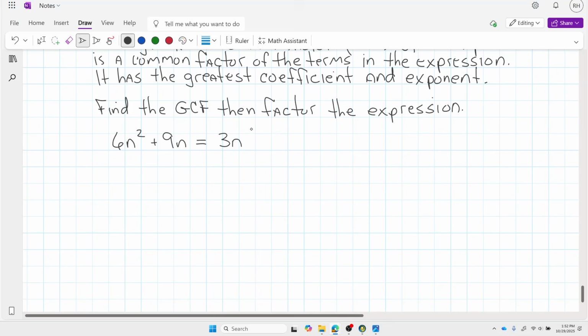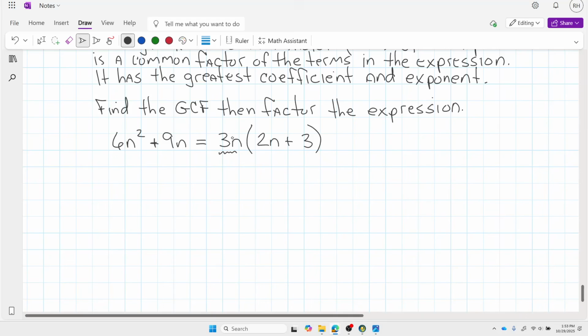So once you take out the 3n, then you divide it back into each term, and the quotient goes in the parentheses. So 6n squared divided by 3n, well, 6 divided by 3 is 2, and n squared divided by n is just n. All right, the original problem was plus, so this is plus. And then 9 divided by 3 is 3. And n divided by n is 1, so we're not going to write it. So here's our GCF. And this is the factored form of the expression.